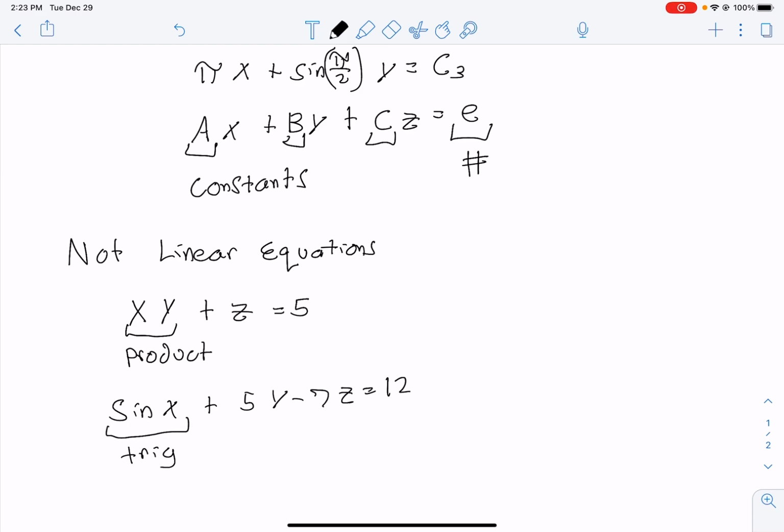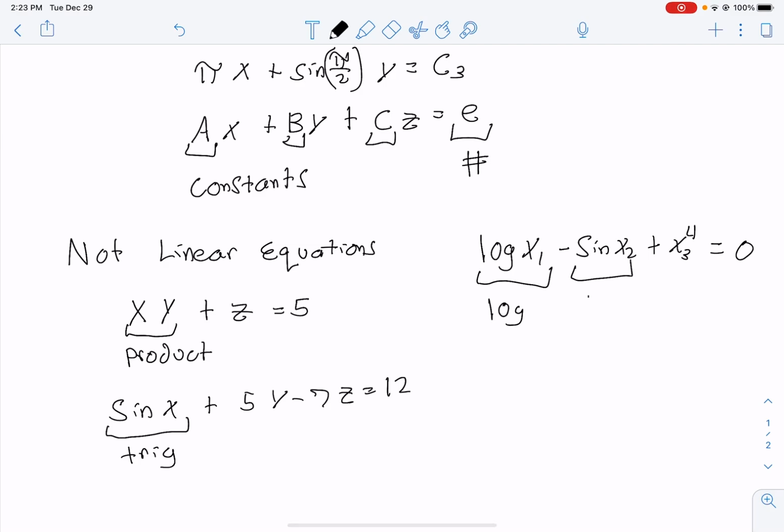I'll just move over here. You could also say log of x1 minus sine of x2 plus x3 to the fourth equal to 0. This isn't linear because you have a log, you have trig, and you have an exponent. And an exponent, like x to the fourth, is just a product, as we probably know.